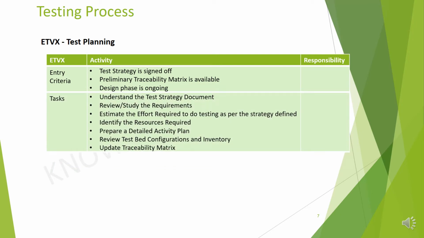In tasks, the activities are: understand the test strategy document, review the requirements, estimate the effort required to do testing, identify the resources required, prepare a detailed activity plan, review test bed configurations, and update the traceability matrix.